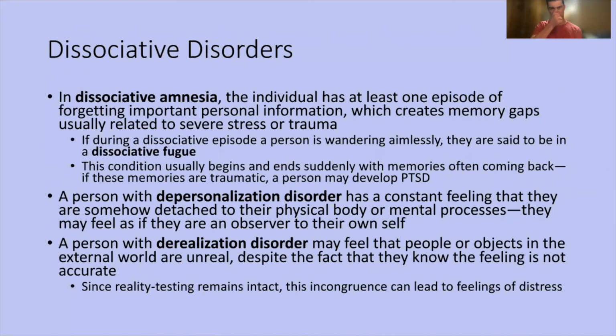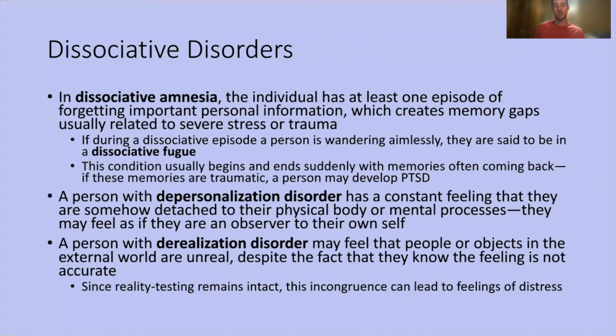In dissociative amnesia, the individual has at least 1 episode of forgetting important personal information, and it creates memory gaps usually related to severe stress or trauma. If during a dissociative episode a person is wandering aimlessly, they are said to be in a dissociative fugue. So one of the diagnoses in DSM-5 is dissociative amnesia with dissociative fugue. If someone forgets where they're walking, forgets what their goal is, just wandering aimlessly, that's called dissociative fugue.